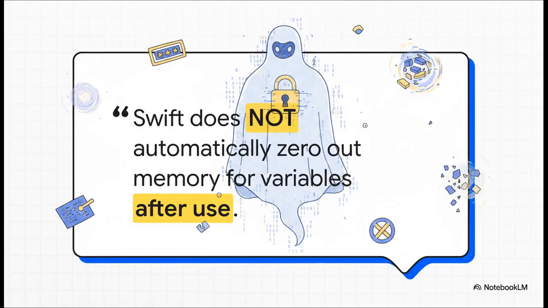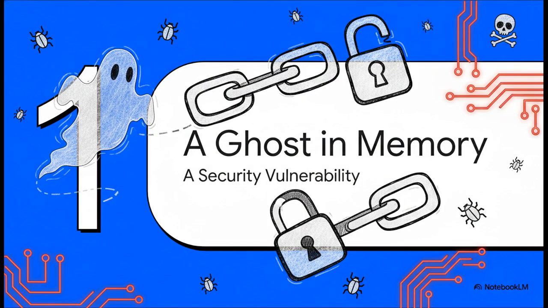And boom, there it is. The hard truth. Swift does not automatically go back and wipe that memory clean. That means the password, that really sensitive piece of data, is just left there. It's lingering, kind of like a ghost in the machine. So this ghost in memory, it's not just some spooky metaphor. Nope, it's a real, genuine security risk.